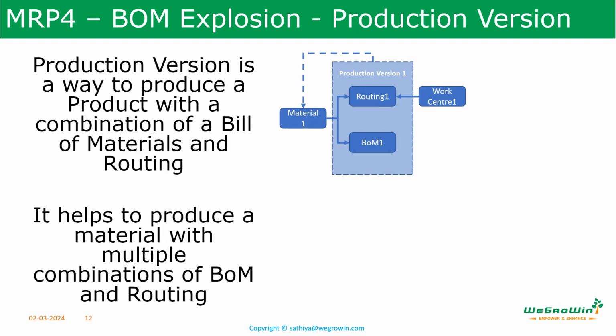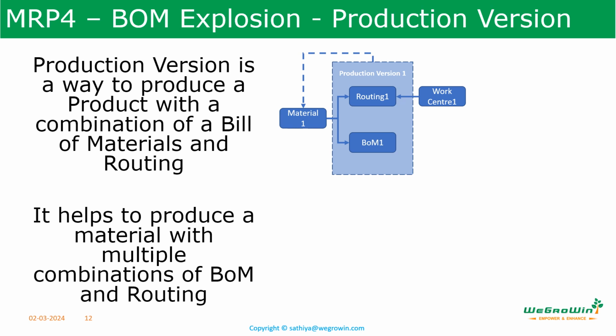And then we talk about production version. We discussed this in the overview of master data for PP. I am just refreshing it here. Production version is the way the product is produced. It is a combination of routing and bill of material. And production version is mandatory in S/4HANA. It is mandatory for all subcontracting and also for all in-house production.